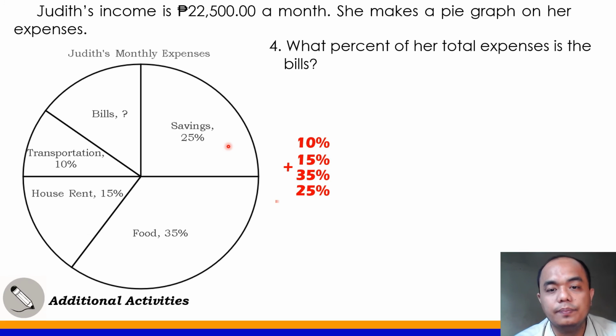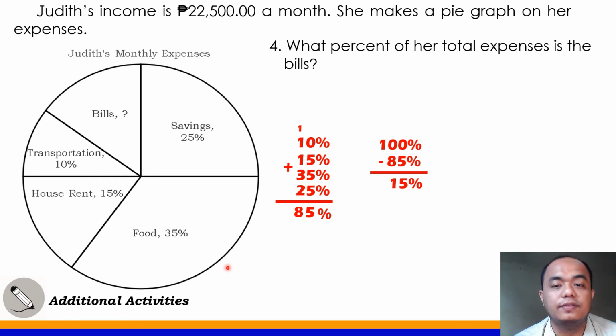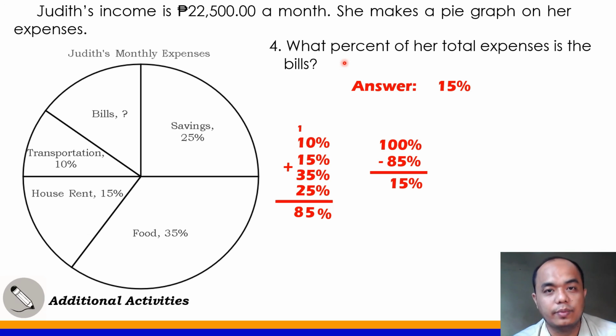I-add natin ito. So, we have 5 plus 5 plus 5 is 15. Carry 1. So, we have 1 plus 1 plus 1 plus 3 plus 2 is 85. So, yung 85 natin, isa-subtract natin ito sa 100. So, 100 minus 85 is, of course, that's 15%. Yung 15%, yan yung ating final answer for number 4. 15% ang bill nila na expenses. Percent lang naman kasi yung ibinigay na or na itinatanong sa number 4.